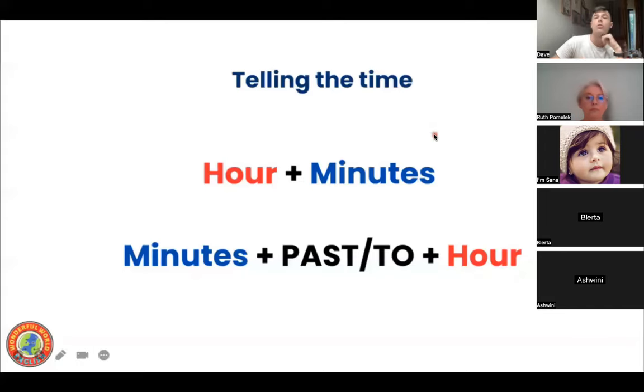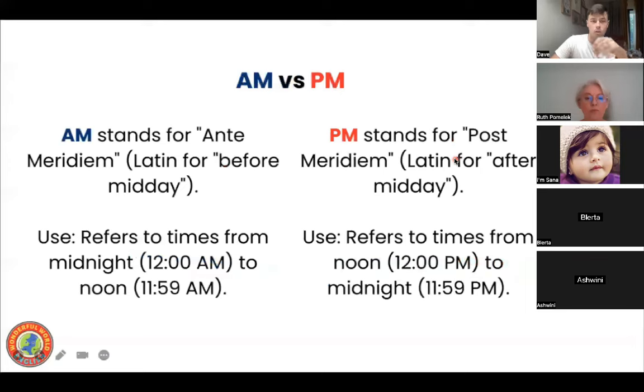Now, we've got two main ways to tell the time. Just move this box down here. Okay, so we've got hour plus minutes, or we can do minutes plus past or to the hour. So we'll start with, we're going to just look at AM versus PM. Does anyone know the difference between AM and PM? Like what's the difference here? Anyone can just explain what they think the difference is.